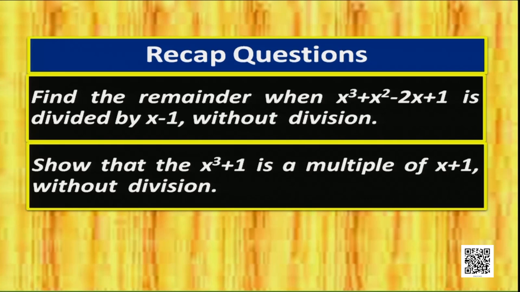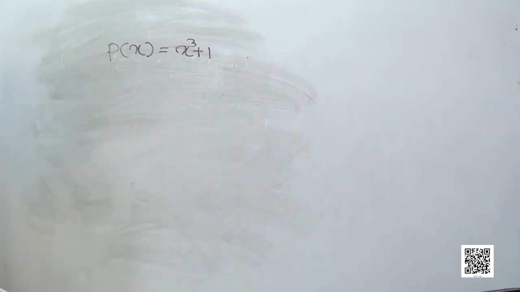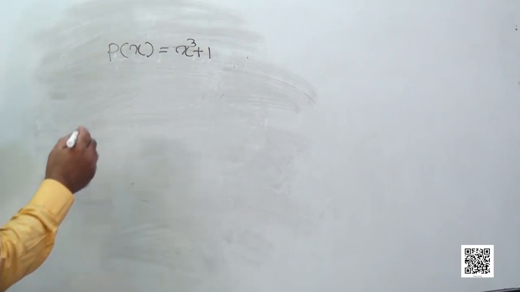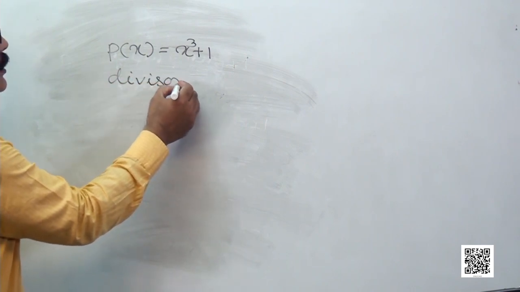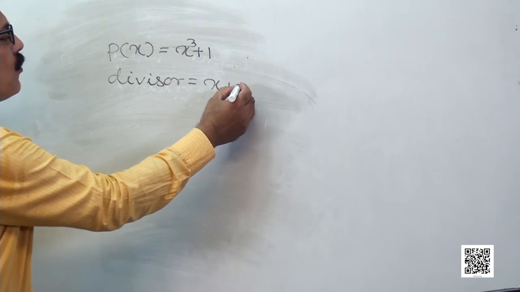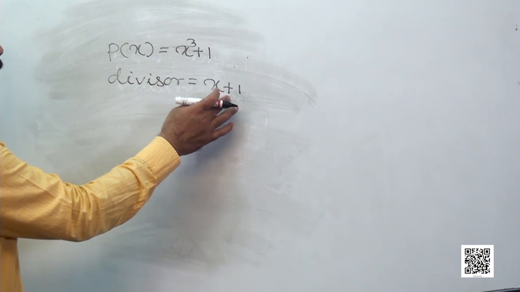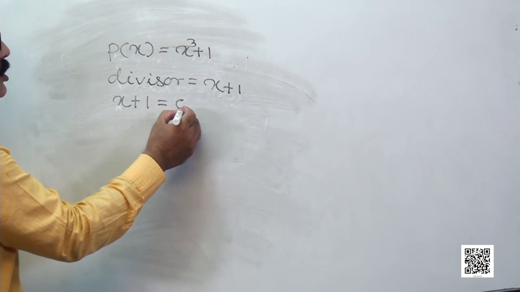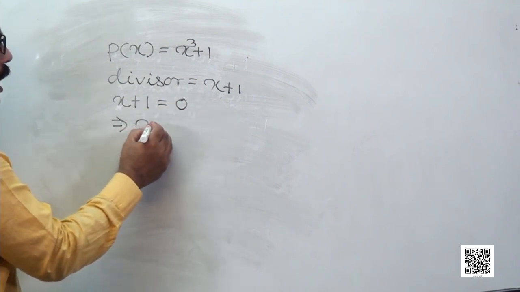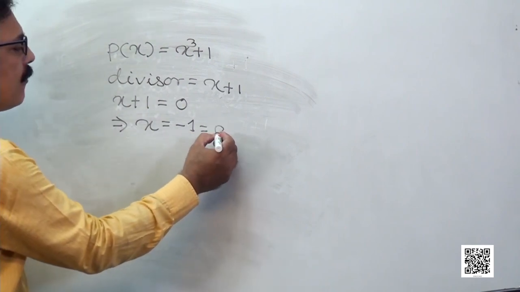So our p(x) is x cube plus 1. What is our divisor? The divisor is x plus 1. Then what is a? To get a, we have to set x plus 1 equal to 0. That gives x equal to minus 1. So this is our a.